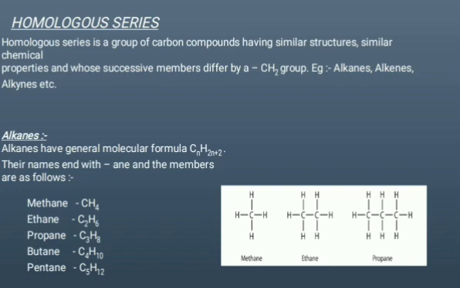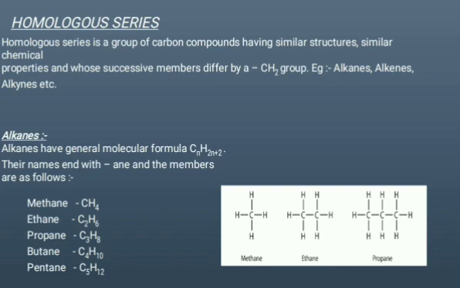Homologous series. A homologous series is a group of carbon compounds having similar structures and similar chemical properties, and whose successive members differ by a CH2 group. Examples, alkane is a homologous series, alkene is a homologous series, alkyne, etc.